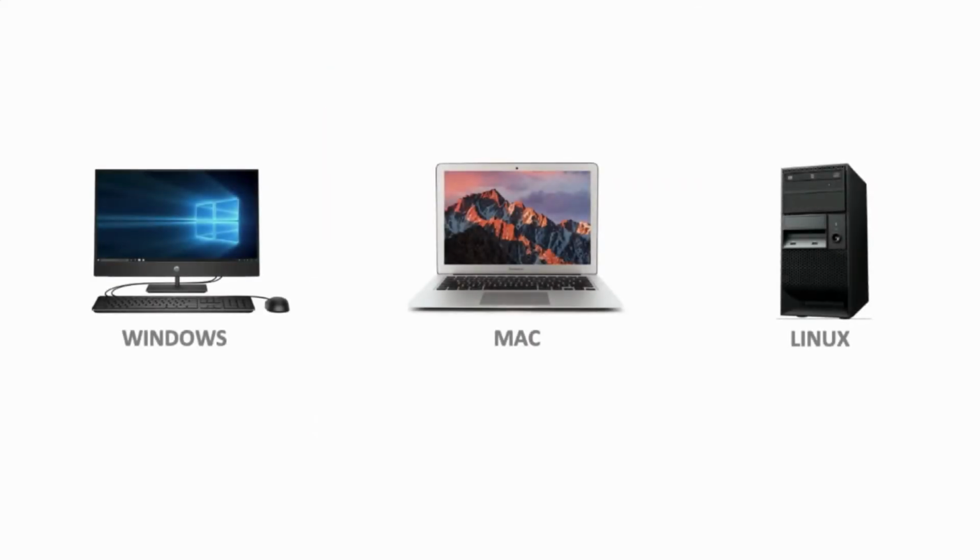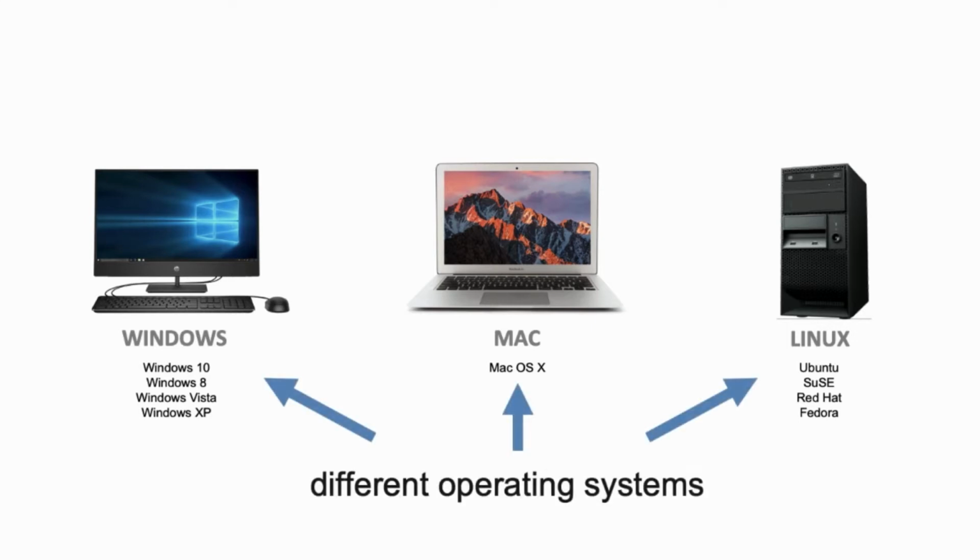Now going back to these three computers we saw before, you can have different operating systems on them. If you have a Windows machine, you might have Windows 10, Windows 8, Windows Vista, or Windows XP. Those are different versions of the Windows operating system. If you're on a Mac, like I am, you'll have Mac OS 10. And on Linux servers, you're going to have something like Ubuntu, SUSE Linux, Red Hat, or Fedora. The key point here, though, is that these three machines each have different operating systems installed on them.